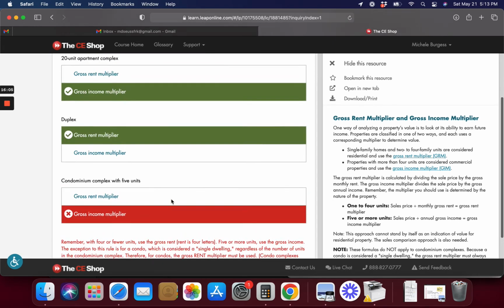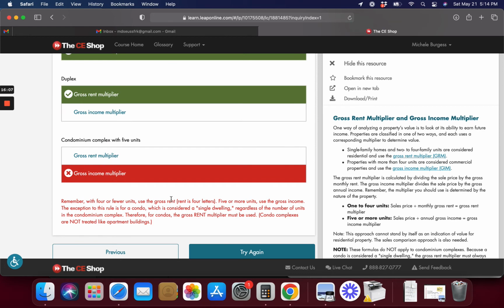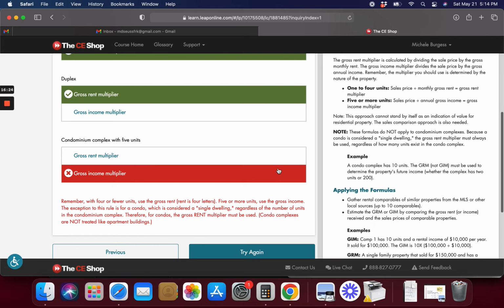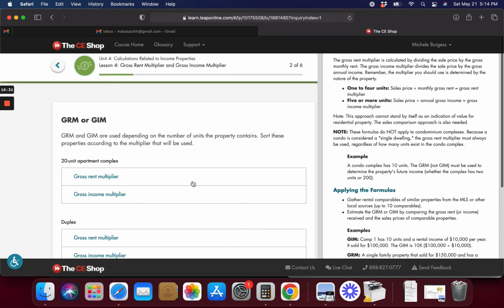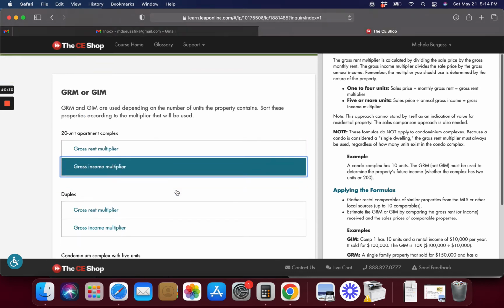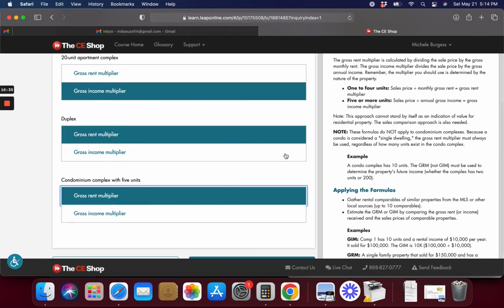No, this is gross rent apparently. All right, because remember, with 4 or fewer units, 5 or more, use the gross income. Well, that's what I did use. What are you talking about? The exception to this rule is for condos, which are considered single dwellings. Okay. But if it wasn't a condo, it would be gross income. Okay.